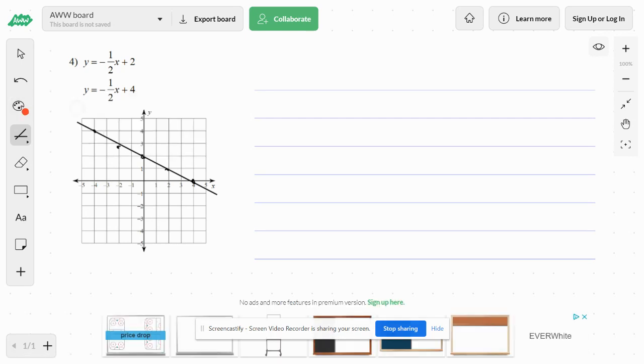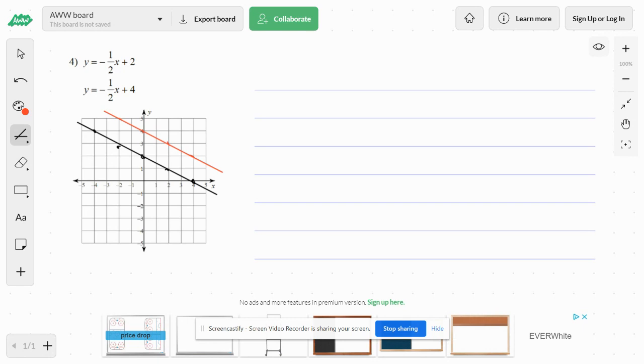Now, the bottom equation has a slope of -1/2 and a y-intercept of 4. So that is starting right here and also going down 1, right 2, down 1, right 2, or up 1, left 2. Now, when I connect this one, you can see what happens here is, unlike the other three examples, these lines don't intersect.